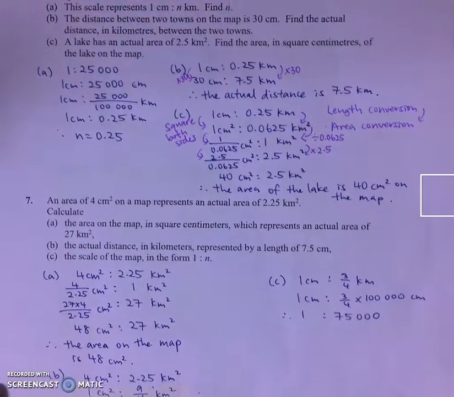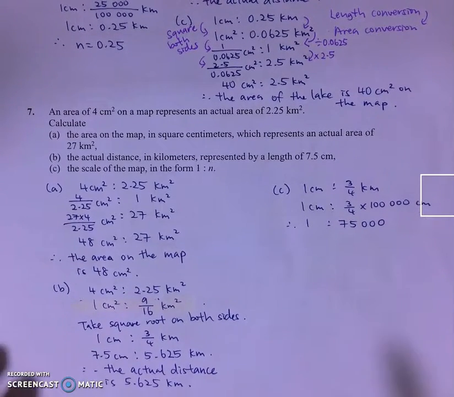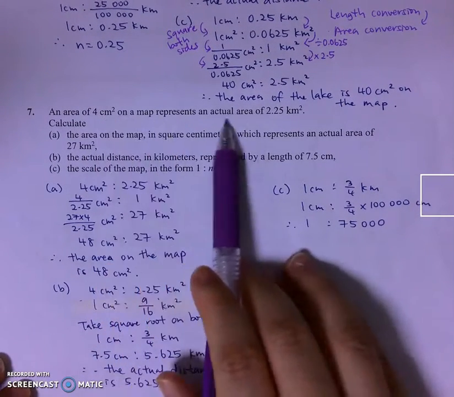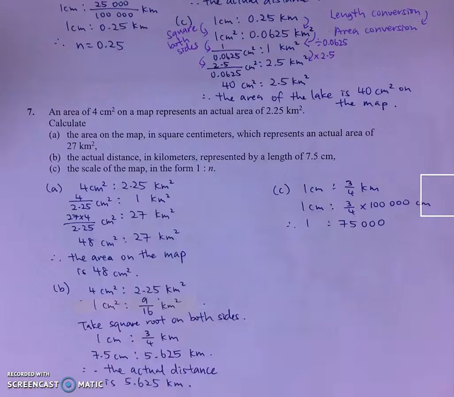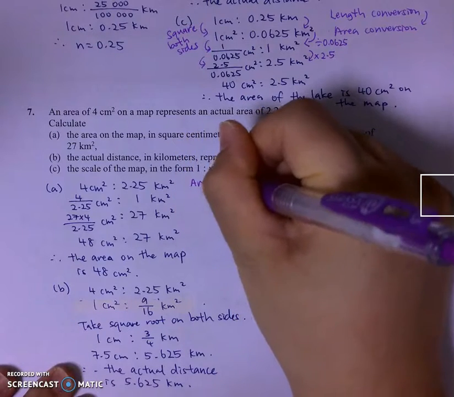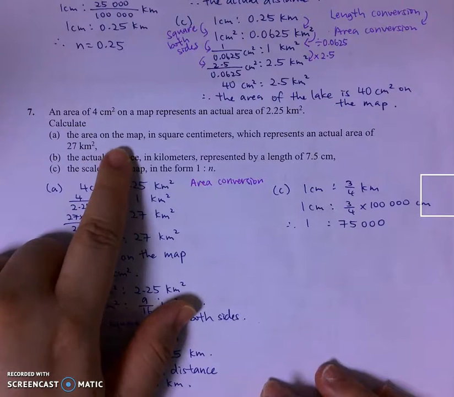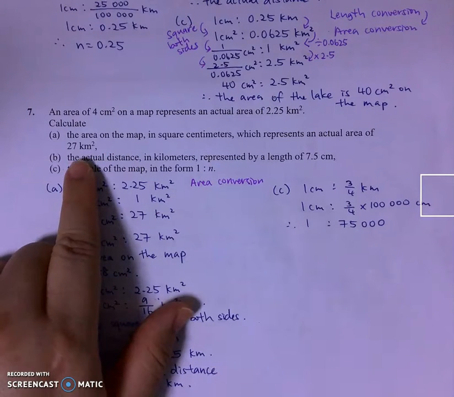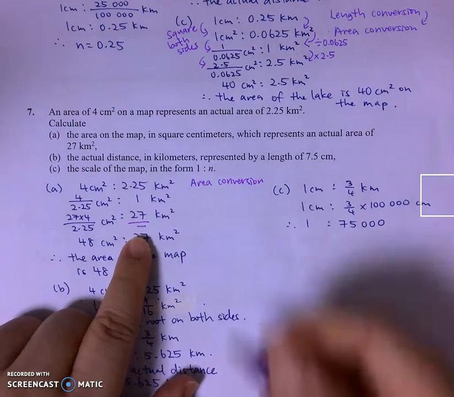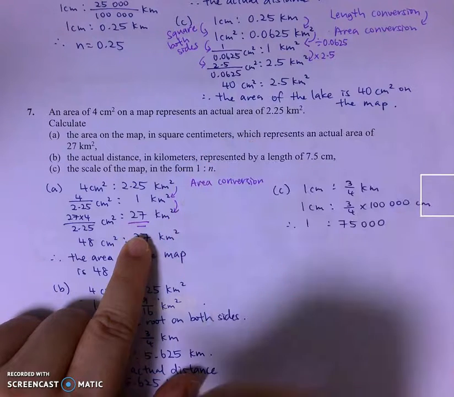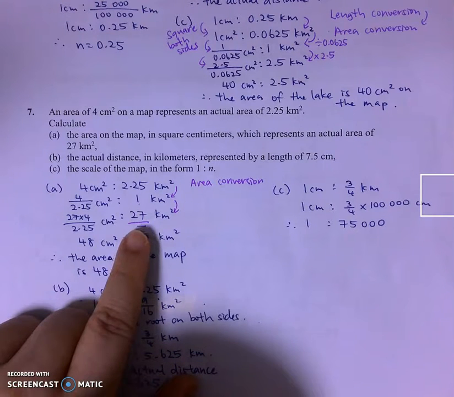For question number 7, they give us the area being 4 cm square on the map, representing an actual area of 2.25 kilometers square. So they give us the area conversion. And part A wants to find the area on the map, which represents an actual area of 27 kilometers square. So what we will do is, I want to get 27 on my right hand side. If you are not able to do it right away, you can change to 1 kilometer square first on the right hand side before changing to 27.